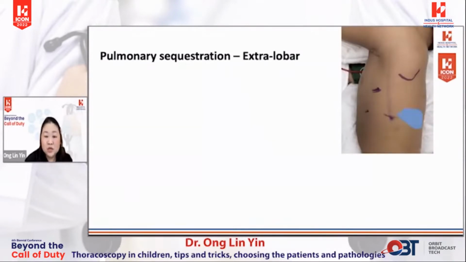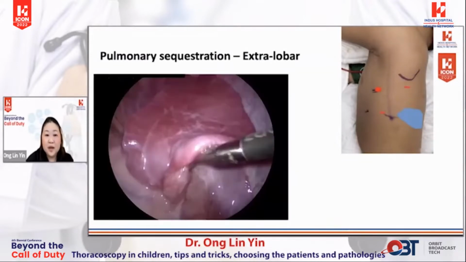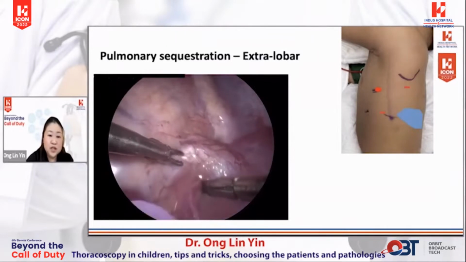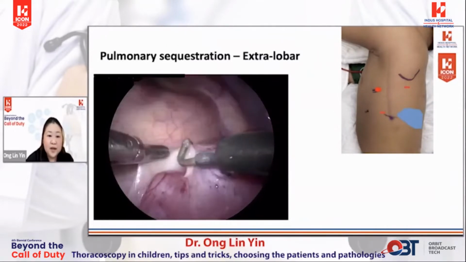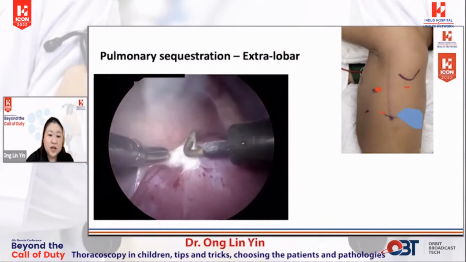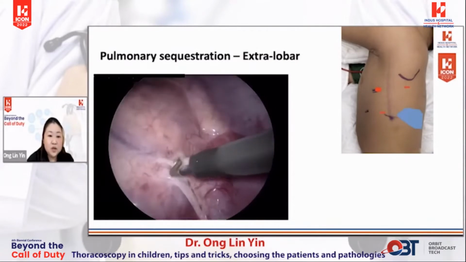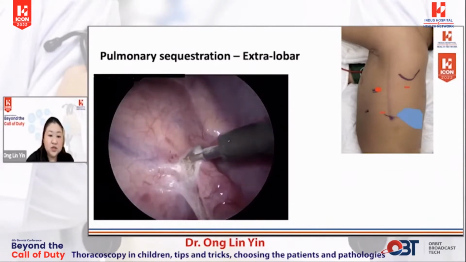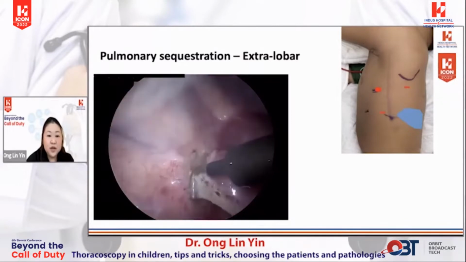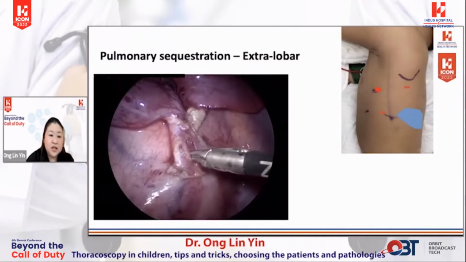We modified the port sites to suit our pathology, enabling a proper triangulation. But here you can see on the thoracoscopic view, the sequestration is clearly seen. And this is the pedicle, which is currently covered with pleura. Again, this is one of our junior trainees doing the surgery. He's taking the pleura off and then isolating the vessel.